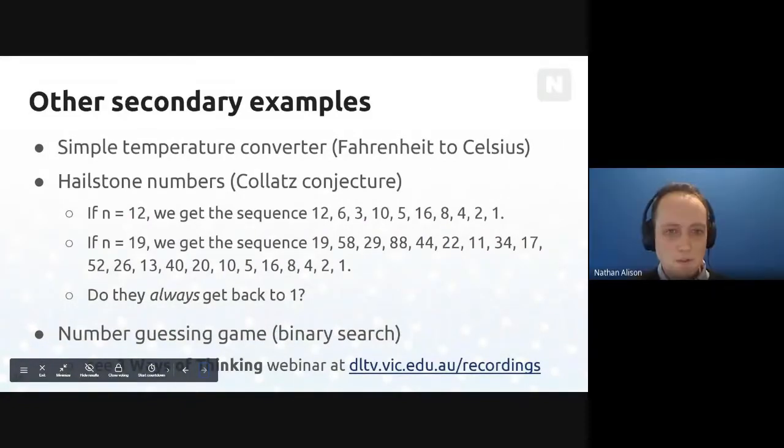Hailstone numbers, which is one of these conjectures, one of these things that we can't say for sure if it's actually true, but it seems to be. And you can use some code to do one of these hailstone sequences. They're supposed to always end up with 1 at the end, but you can use code to see what happens. And they get quite long, so it's pretty hard to do it by hand, but that's what computers are perfect for. When you put the algorithm in, you can try much larger sequences. Or you could do something like a number guessing game. And if you look at one of our previous webinars, we talk about that one.